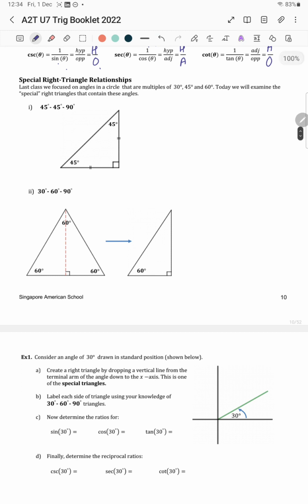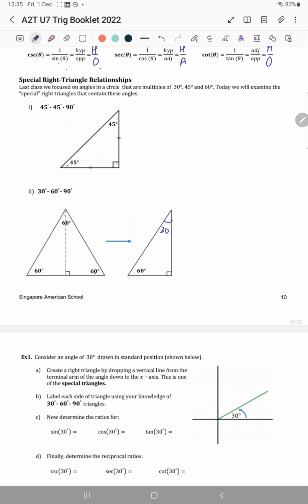Okay. Special right triangle relationships. Last class we focused on angles in the circle that are multiples of 30, 45 and 60. Today we will examine the special right triangles that contain these angles. So a triangle has either 90, 45, 45 degree angles, or 90, 60, 30 degree angles.